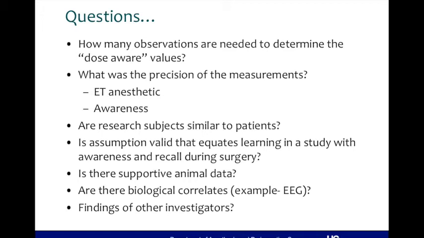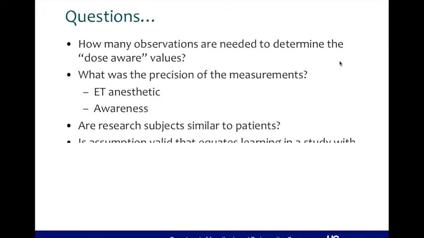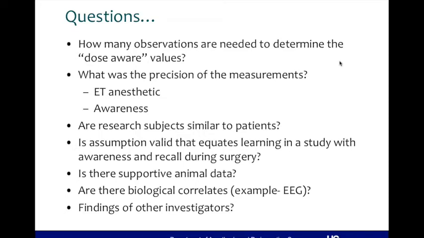Then when anything like this is done, you also want to look around and see if there is preclinical data from animals, for example, supporting a threshold effect for anesthetics, and to also see if there are some biological correlations. For example, are there EEG findings that may change at a certain level that would be supportive of the idea that no learning or so forth could take place? And then, of course, to look at findings from other investigators too. It's always helpful to see whether there are similar findings, or in fact, if there are contradictory findings, that would make us go back and question this.